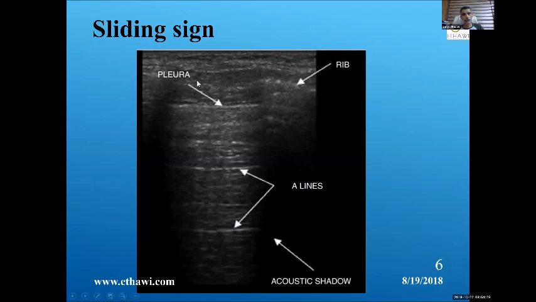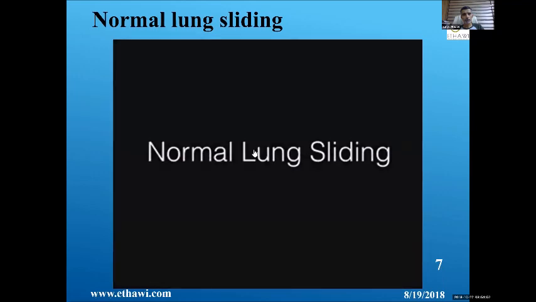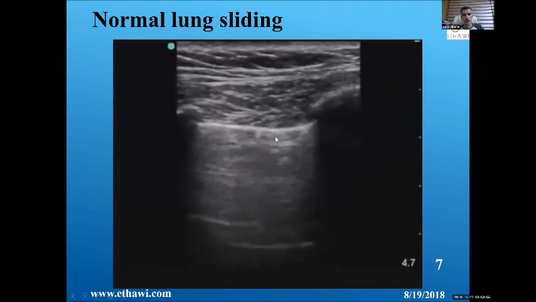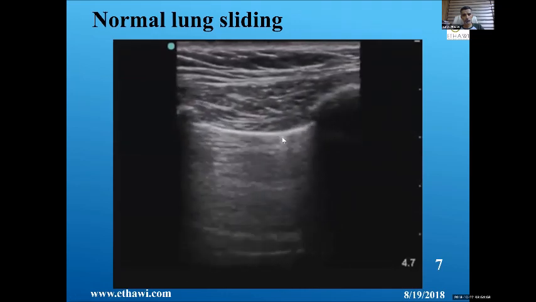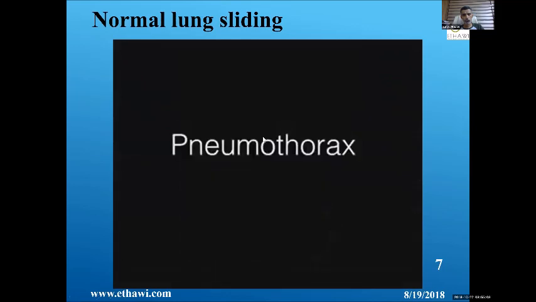So we look at the pleura, and we look at the A lines. If we remember from the first session, the presence of A lines, the transverse reverberation of the pleura, means two things: either normal or pneumothorax. So when you see A lines, always check for the sliding sign. In normal lung sliding, you can see the movement of the visceral pleura. Ignore the major movement, but concentrate on the movement of the lines below the pleura over the other pleura.